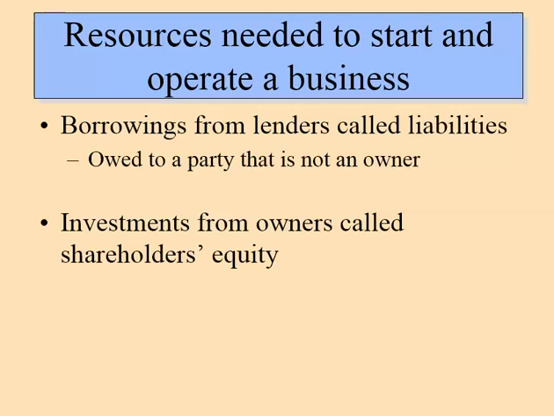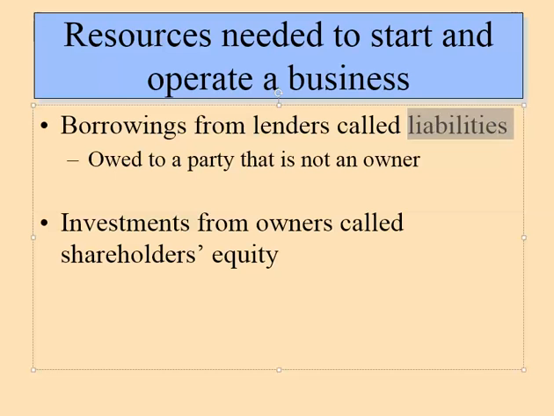To operate, businesses need to acquire money and use that money to make a profit. A firm acquires money by borrowing money from lenders, which is what we call liabilities. This is going to be a new term for many of you, a liability. It's something that we owe.